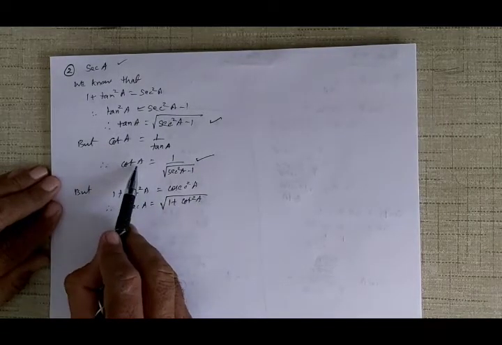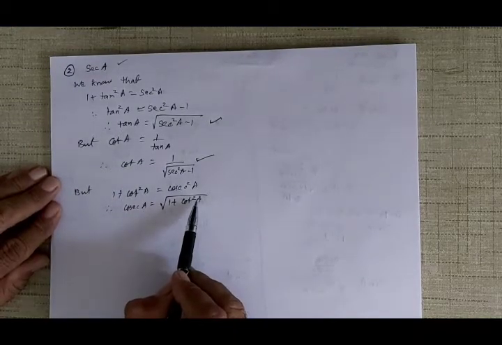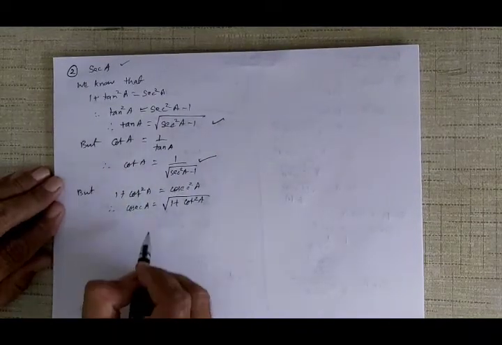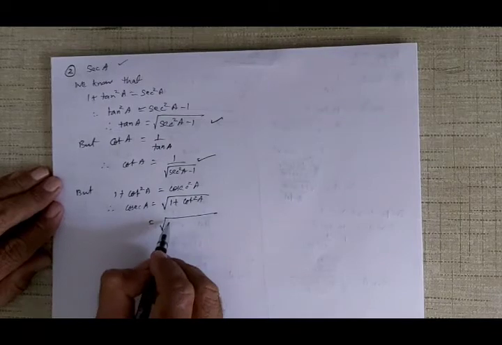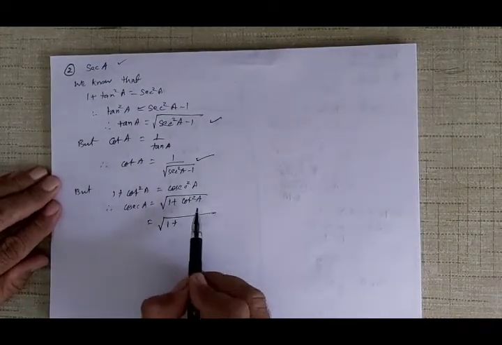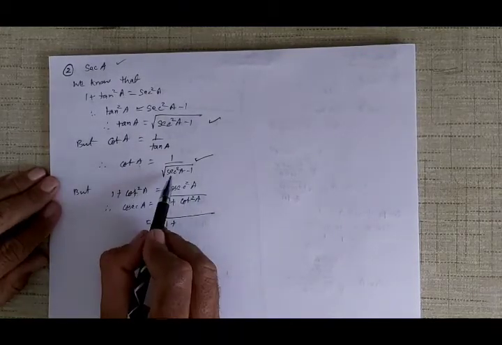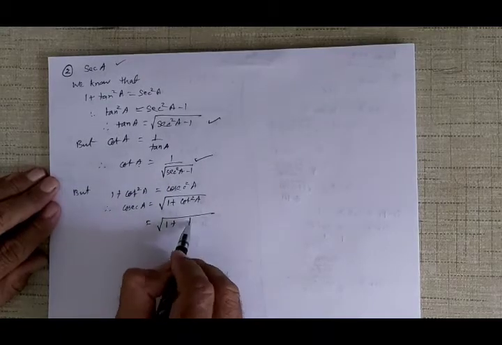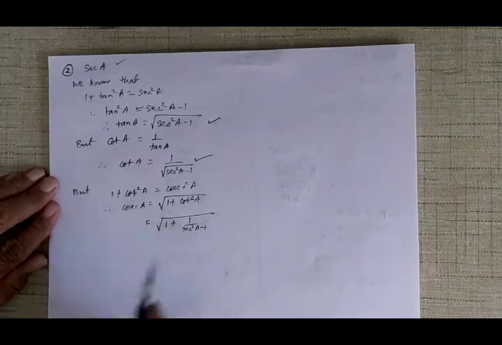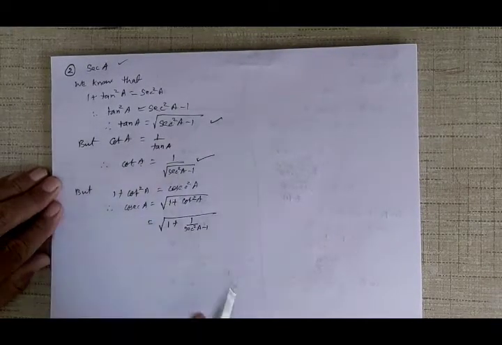Now, cot square A, this is cot A. So 1 plus cot square A, in place of cot, I can write this. We want to write everything in terms of sec A. If I square, the square root sign will go away. 1 upon sec square A minus 1. Remember, this is cot A. So cot square A will be this without the square root sign.